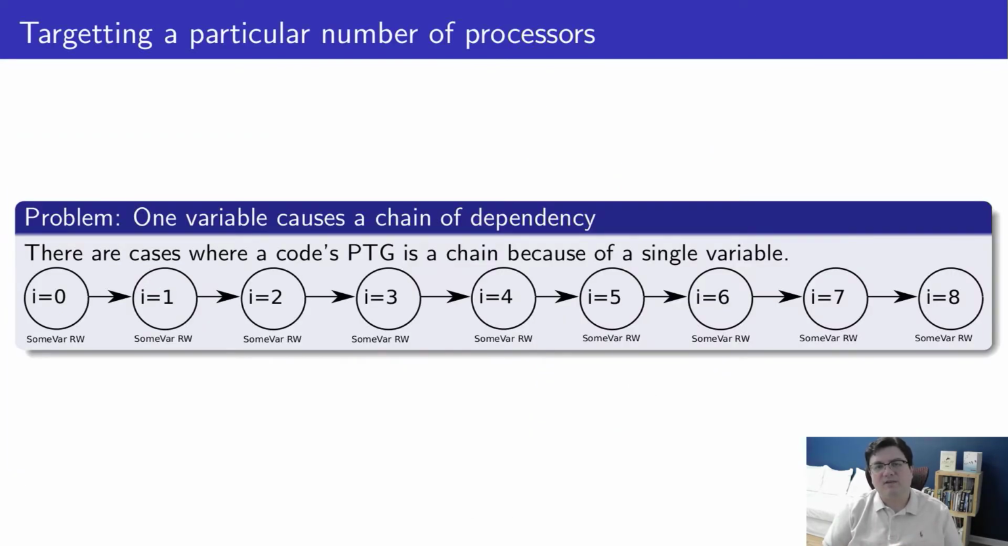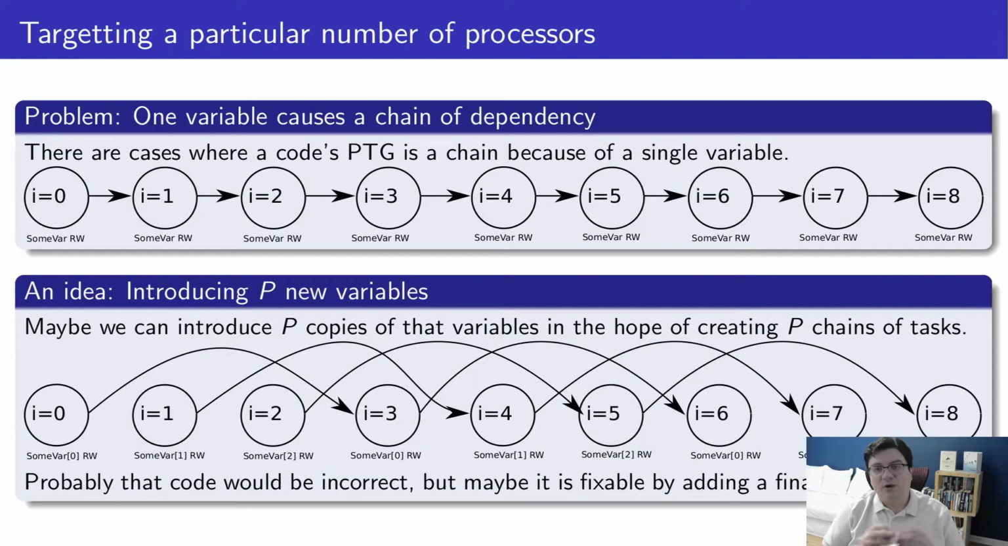Maybe we have a case where all the tasks are writing to the same variable, causing the graph to be a long chain of tasks. If we know how much parallelism we are trying to achieve, we could try to introduce one variable per processor that we are trying to use. We can then rewrite the algorithm to use a different variable based on which task it is in. By doing that, we extract a bunch of chains of tasks.